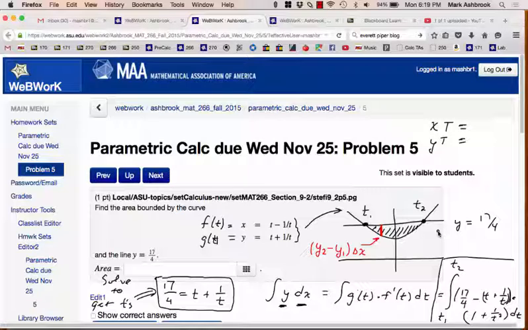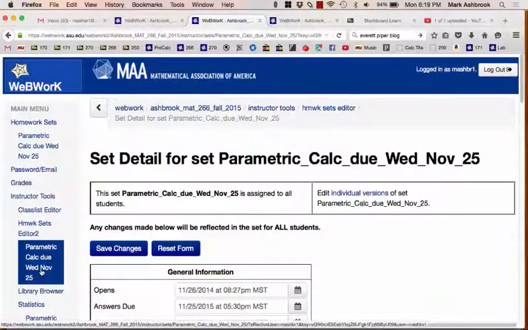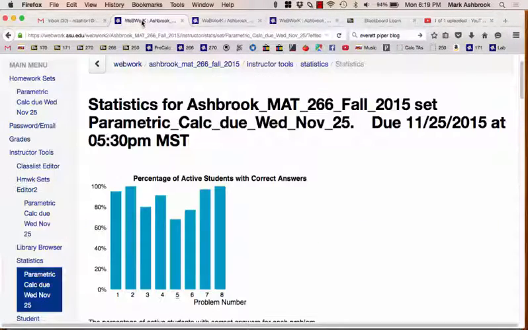Other questions on this one? Okay, so that's the integral setup, and then this is how you find those. This is one way to find those t values for your limits of integration. Okay, let's do one more here.